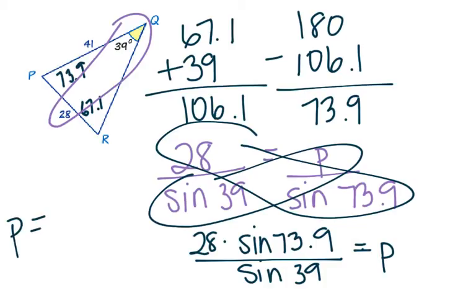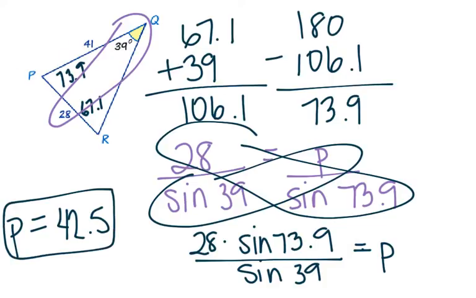To the nearest tenth, I get that P is 42.5. So I've used the law of sines to find all of the missing pieces of this triangle.